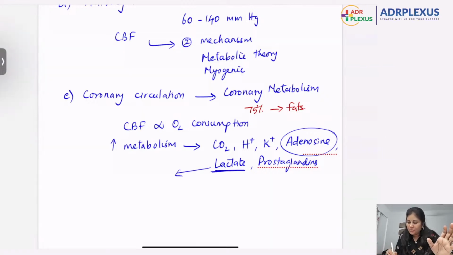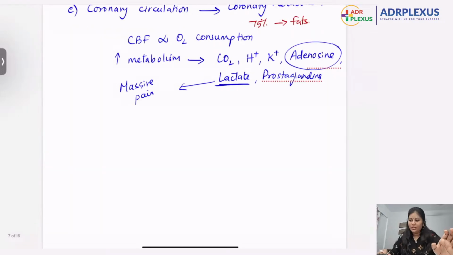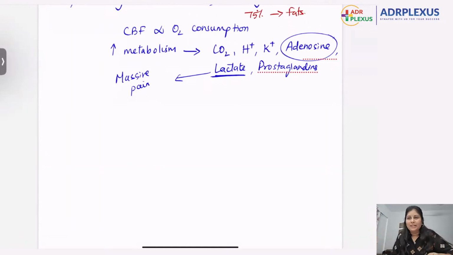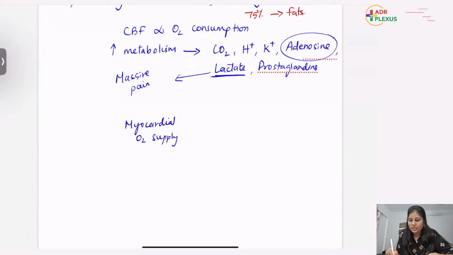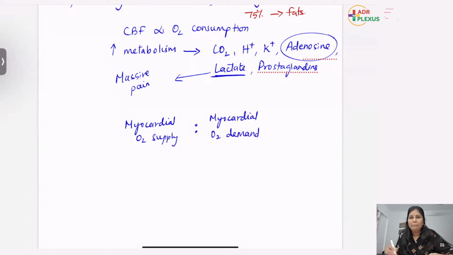This lactate is responsible for the massive pain. The heart pain or chest pain that is very massive in nature is all because of the lactate, and this pain is proportional to the lactate produced. That means it is proportional to the level or extent of ischemia. So there are two things contributing to this metabolism and the related coronary blood flow alteration. The main thing is myocardial oxygen supply, and the ratio of this with myocardial oxygen demand. Oxygen supply versus oxygen demand.